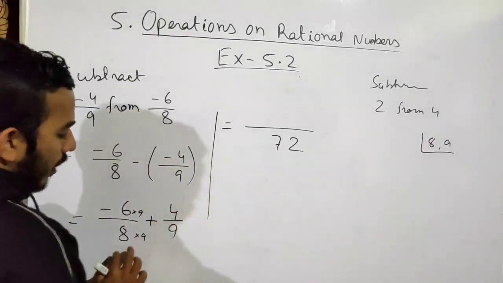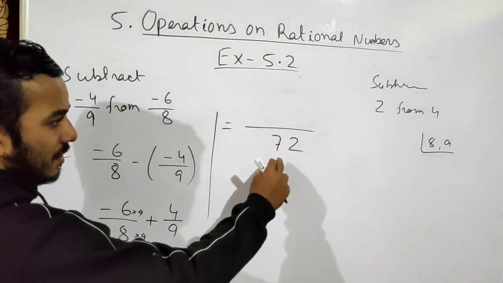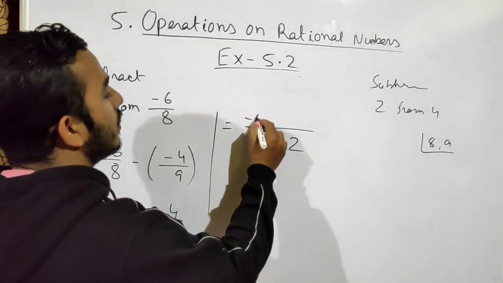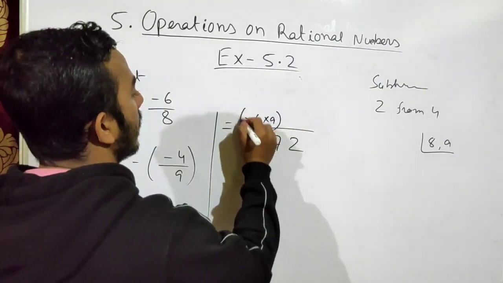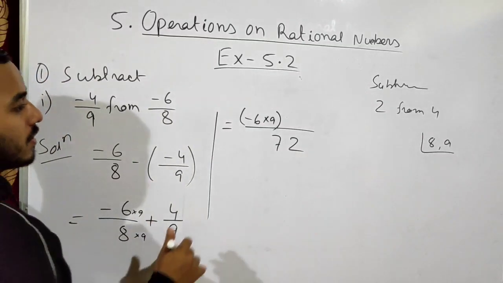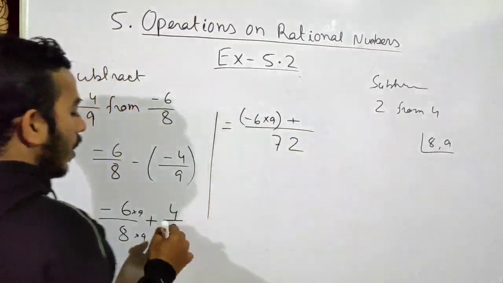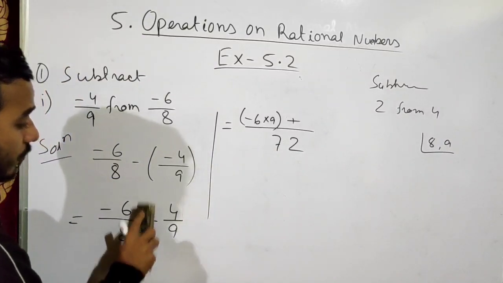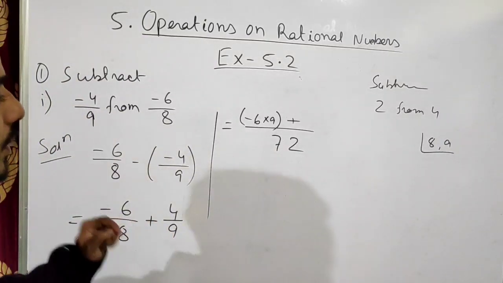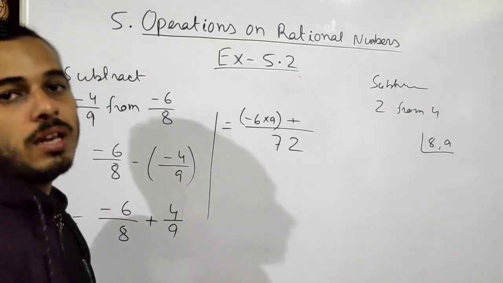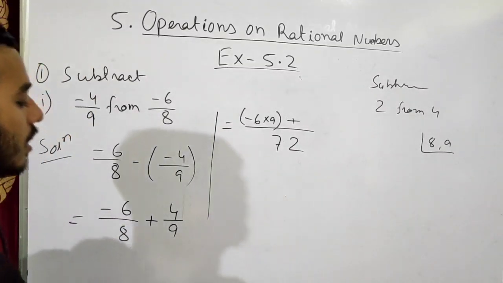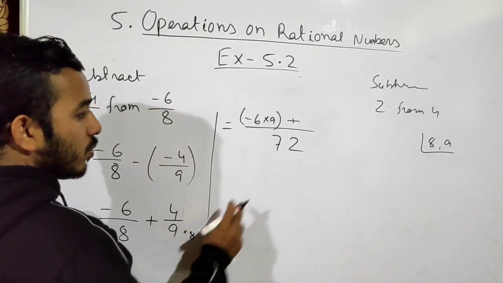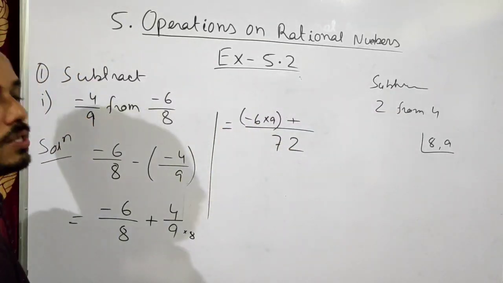So 8 into 9, we have already written the result, 72, but minus 6 into 9 we haven't written, so we're writing this one, minus 6 into 9. Clear? Then the sign is plus. Now, no need to write this one, just for your understanding I have written it. Now which number do I have to multiply with 9 to make it 72? Can anyone say? It is 8, because 9 into 8 is 72. The result is 72.